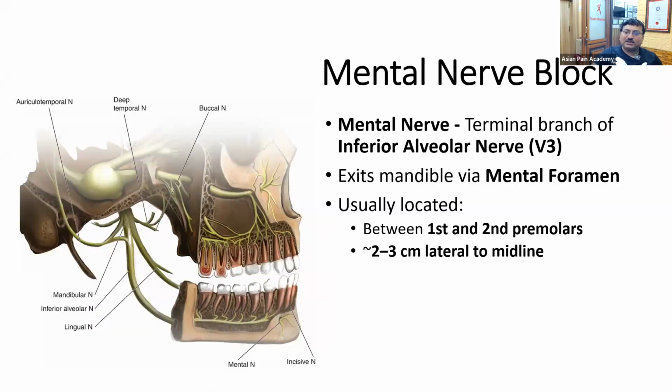Now the third one, the mental nerve block, which is the portion of actually V3 which exits near the mandible via the mental foramen, which is most commonly positioned between two premolars, that is the first and second premolars, and usually 2 to 3 centimeter lateral to the midline. So it will be almost at this point. Okay, try to palpate your premolar, and just in between the first and second premolar it will be.